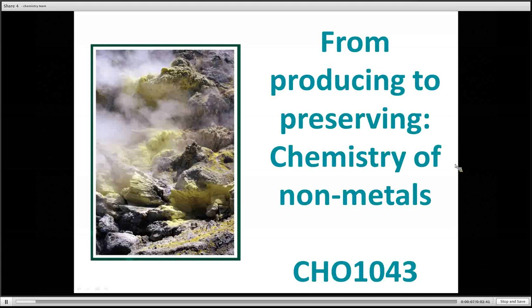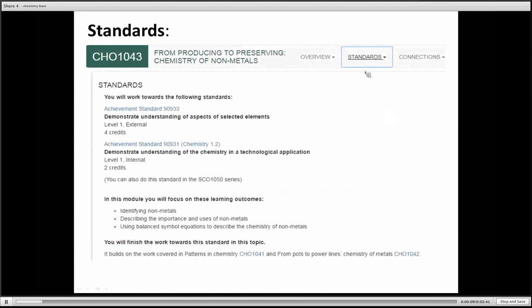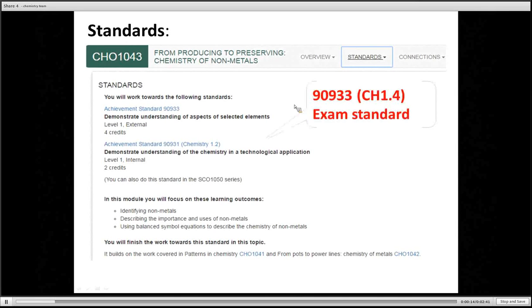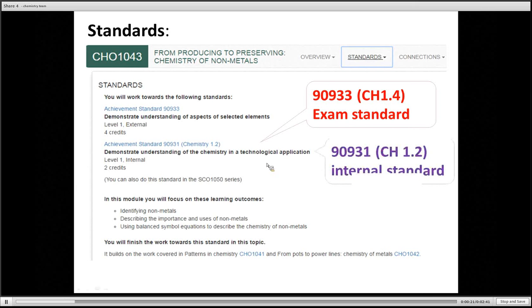Now, if you look at the first page, you'll have three tabs. As per usual, the standards tab tells you that you're going to be working towards either an exam standard, and this is the last module for the exam standard, or you can also do an internal. So the first two modules gives you the metals internal. This is a different one, which you can also complete in the CHO1043 series on acids and bases. So you'd only do this internal once, either under acids and bases or under this module.